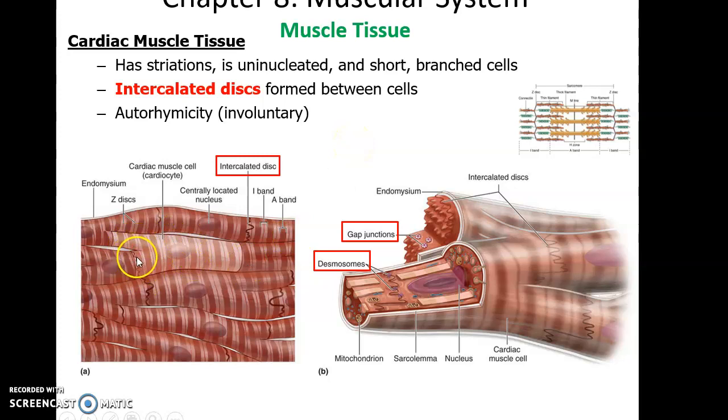Intercalated discs are dense protein structures found between adjacent cardiac muscle cells. These are the desmosomes and gap junctions that connect the adjacent cardiac muscle cells to each other. That's what an intercalated disc is. And finally, the cardiac muscle tissue has autorhythmicity. It is involuntarily controlled. We do not have to think to make our heart beat. As a matter of fact, the heart can beat independent of the brain.